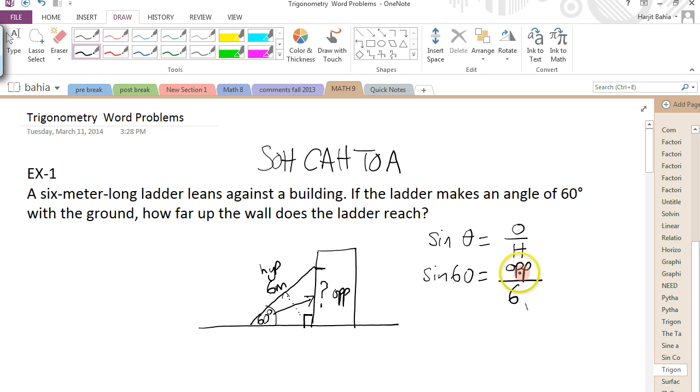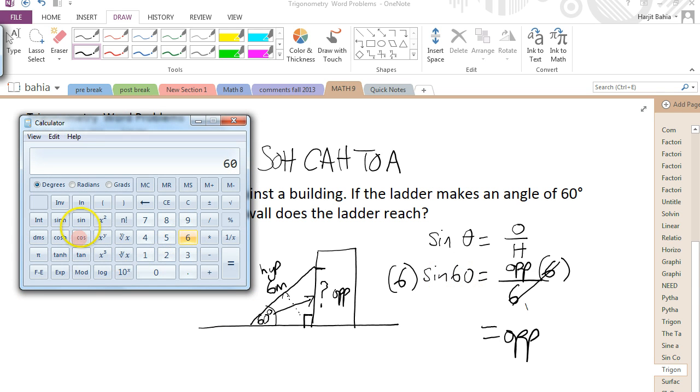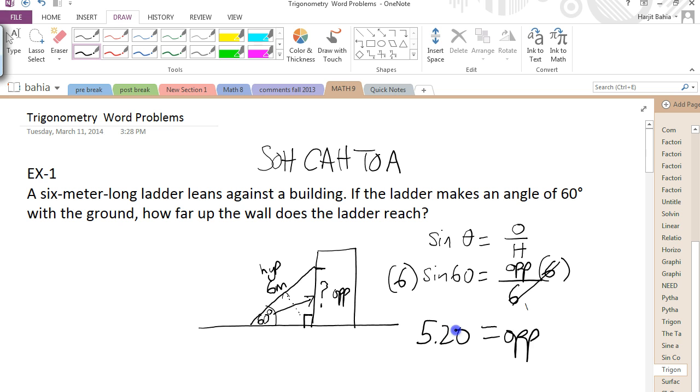So we want to figure out what opposite is. We have to solve for opposite. It's being divided by the 6, and the opposite of dividing is multiplying. So we times this side by 6, times this side by 6 as well, and the 6's cancel out. You're left with opposite equals 6 times the sine of 60. I would do the sine of 60 first, which gives me 0.866. Multiply it by 6 gives me 5.20. So the opposite side is 5.20, and that makes sense. That's how far up the building the ladder reaches: 5.20 meters, because it's all meters.